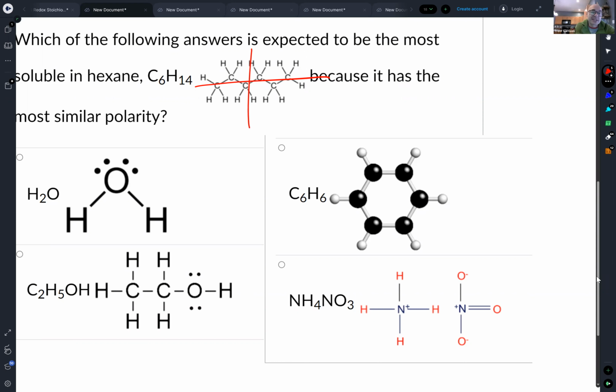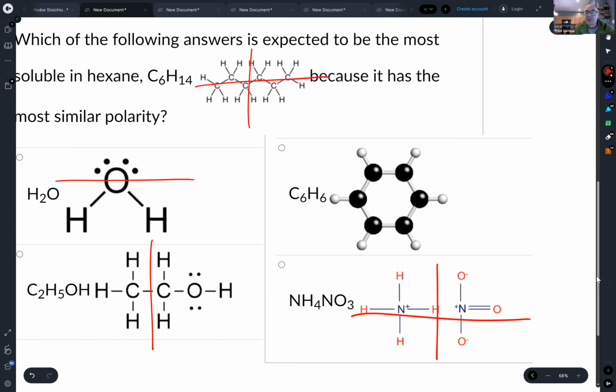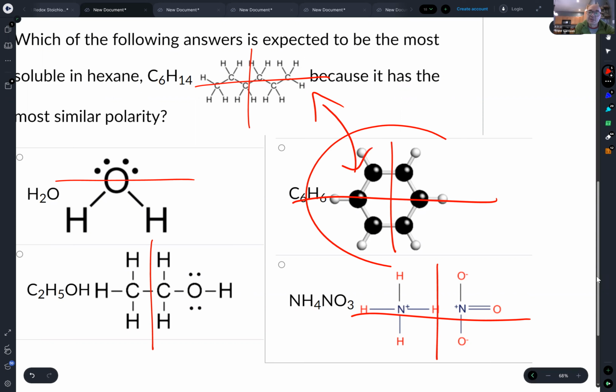If I'm looking at this, the top does not look like the bottom, and the left does not look like the right. This is the only one that, if I cut it, is going to be the same throughout, and they have similar polarities. So that would be my answer, C6H6.